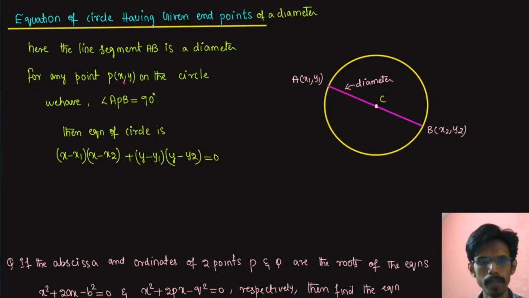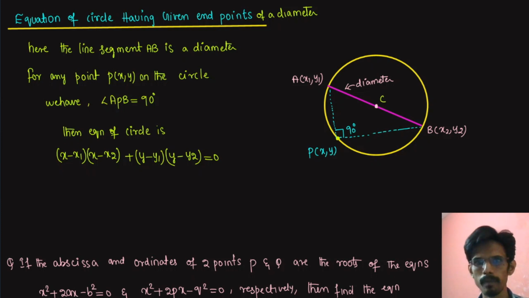For any point P (x, y) on the circle, we have angle APB equal to 90 degrees. So if I take any point on the circumference of this circle and join it to the endpoints, then we have a right angle triangle with the diameter. The right angle is subtended at the diameter.